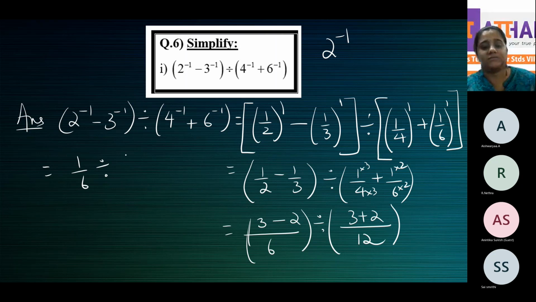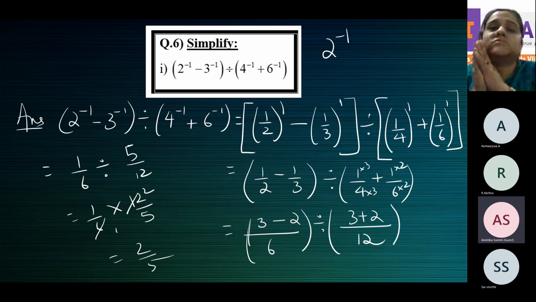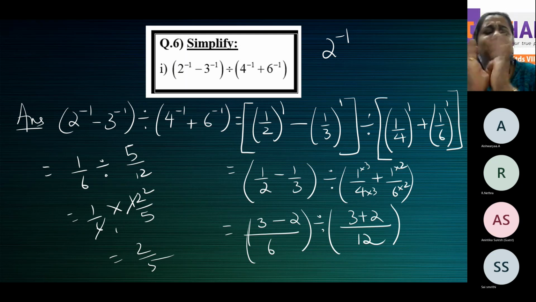1 by 6 divided by 3 plus 2, 5. So it's 1 by 6, into 12 by 5. Cancel. 6 ones are 6, 6 twos are 12. So 2 by 5 is the final answer. Yes, who was that? We don't have to represent this in any exponential form, right? You should simplify, no? Simplify meaning find the value. I got the same answer. Very good, very good.